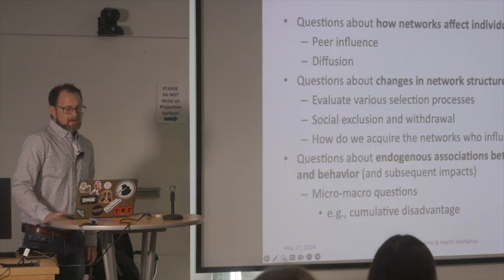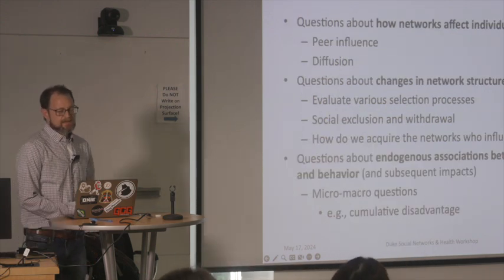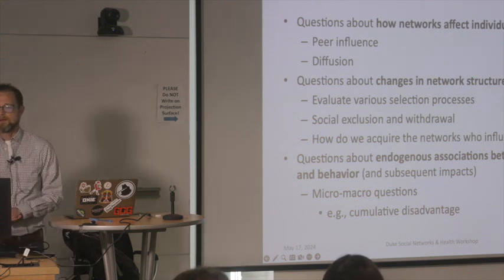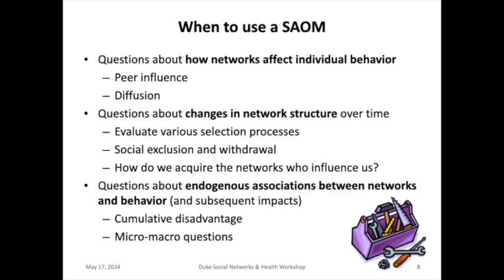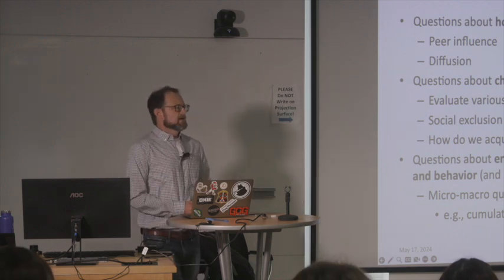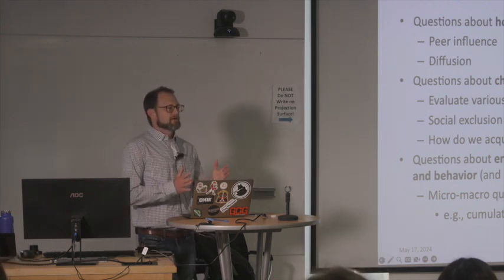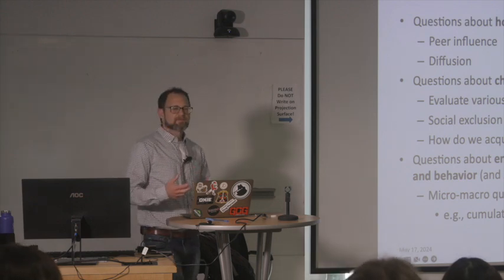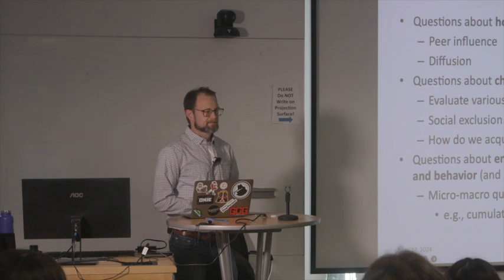All right, so when do we want to use a SAOM? Questions about how networks affect individual behavior, right? Peer influence, diffusion, things like that. We also might want to think about it if we're simply interested in network change. We're not interested in any kind of behavior. We just want to model how a network evolves over time. Maybe it's testing out different processes that could lead to homophily.